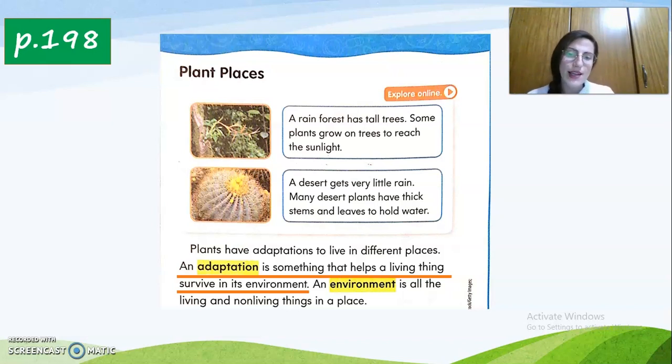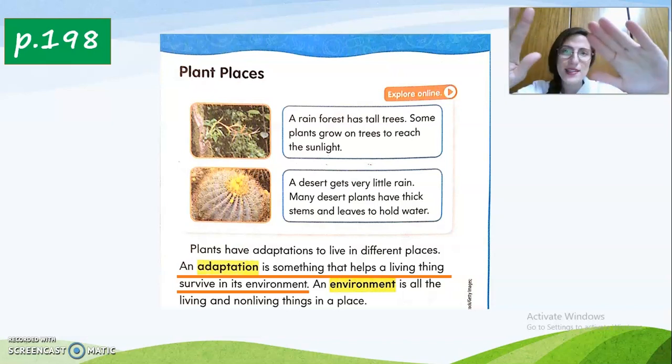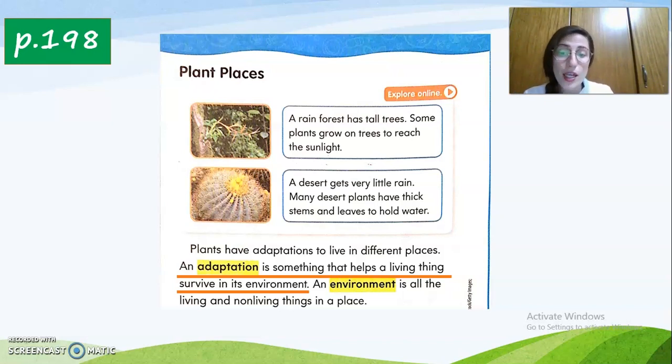Again, an adaptation is something that helps a living thing survive in its environment. Again, remember guys, we keep on repeating it until we study it very well.